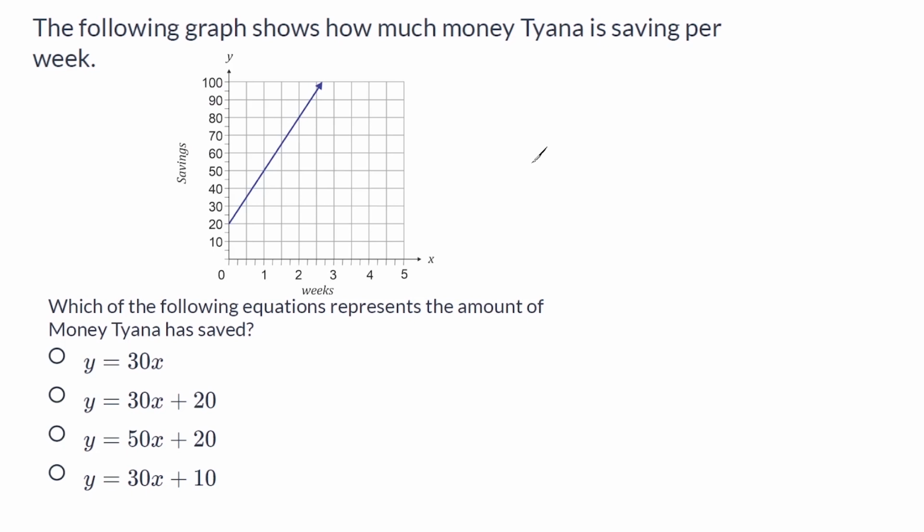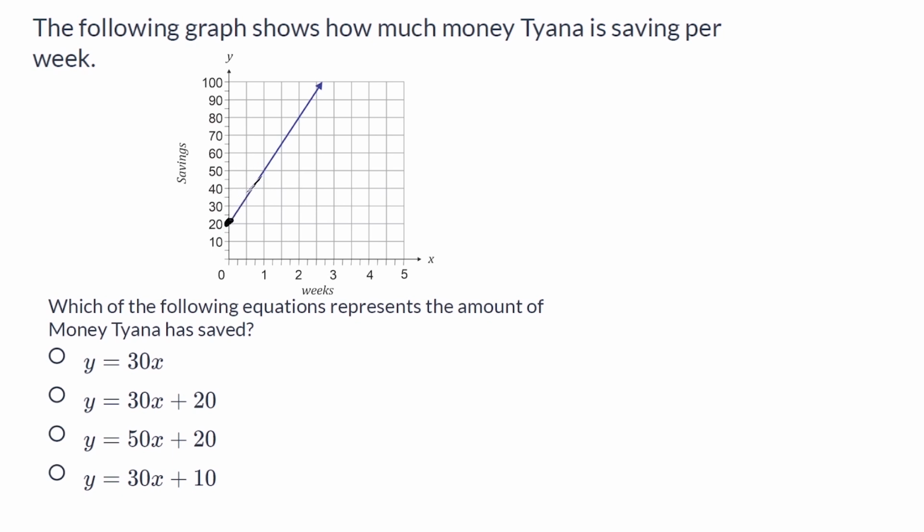All right, so the problem says that the following graph shows how much money Tiana is saving per week. And we have to figure out which of the following equations represents the amount of money Tiana has saved. So taking a look at this graph, we can see that our line crosses the y-axis at 20. This is going to be important because this is our y-intercept. And we also have to determine the rate of change, or the slope of this line.